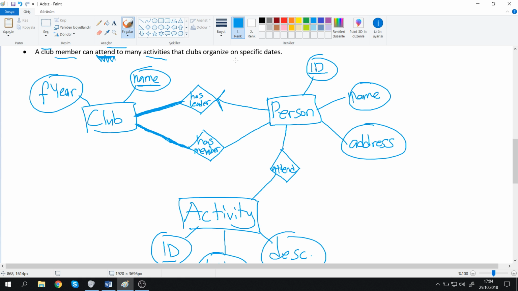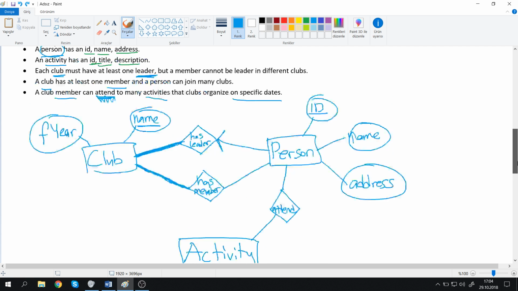But we have also some other information that clubs organize on specific dates. So the person is attending to an activity on a specific date. We could add it as an attribute to the relation. We could store the dates information when this person attended this activity. And it is also correct to add it here. So activity could have some date information as well, because one activity could be on a specific date, and if that person is attending this activity, we know that it is on that date. We don't need to repeat it when each person is attending to that activity.